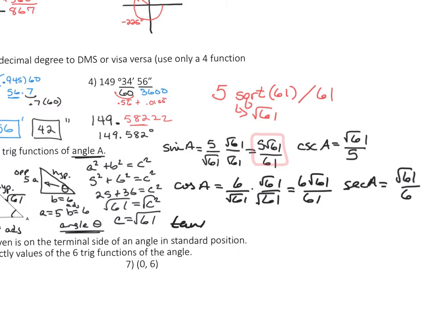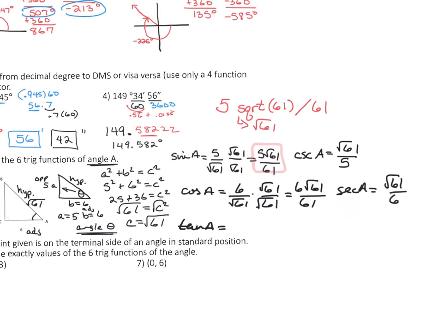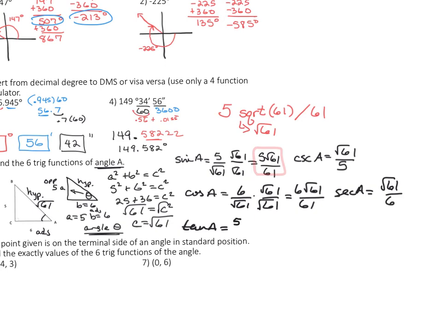Tangent, TOA, opposite over adjacent. My opposite is 5. My adjacent is 6. Cotangent, flip it. 6 over 5. And those are your 6 functions. So again, you're going to show me the work for finding that hypotenuse and then put them into the functions, rationalize when necessary. Let's try the next 2.